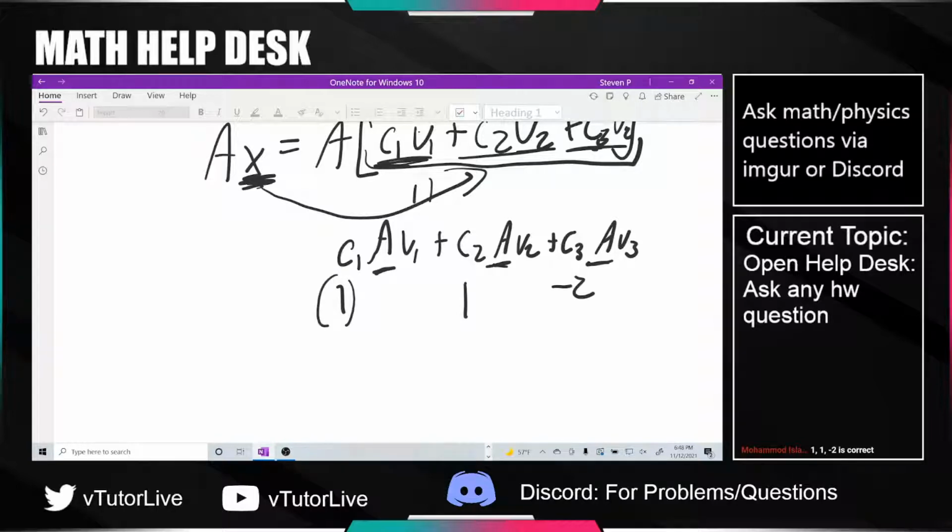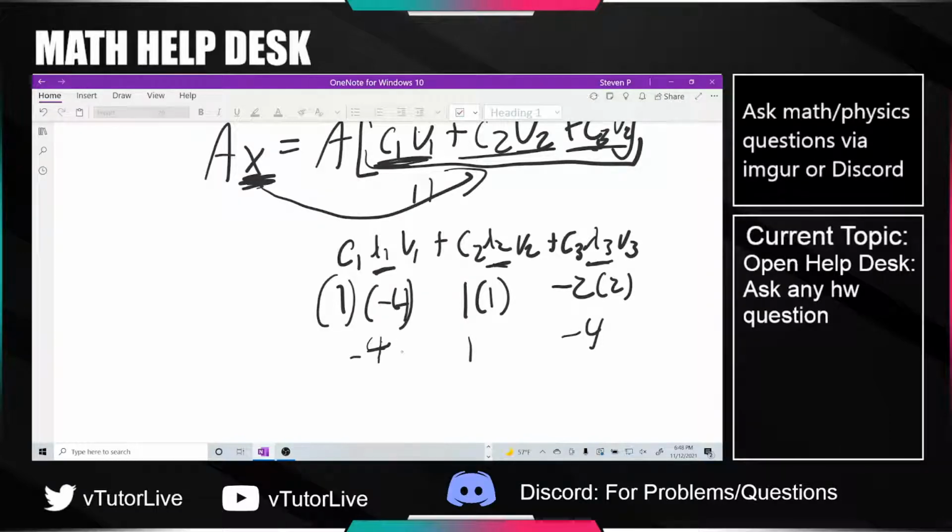So then this should be lambda 1, lambda 2, lambda 3. So what does that look like? Negative 4? Negative 4. Lambda 2 is 1. Lambda 3 is 2. So this looks like coefficients of negative 4, 1, and negative 4 on V1, V2, V3.